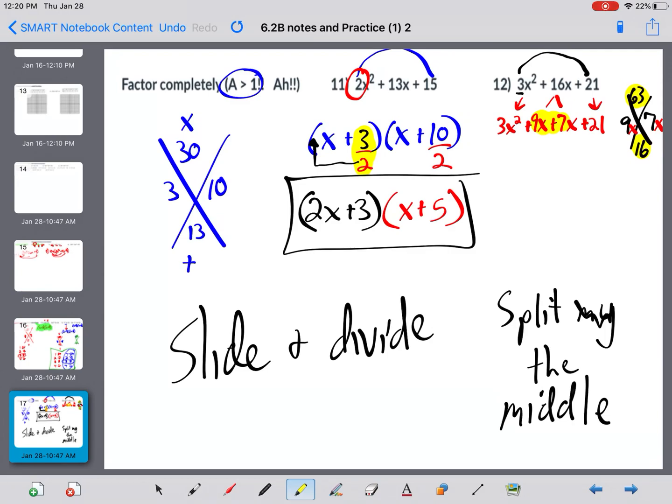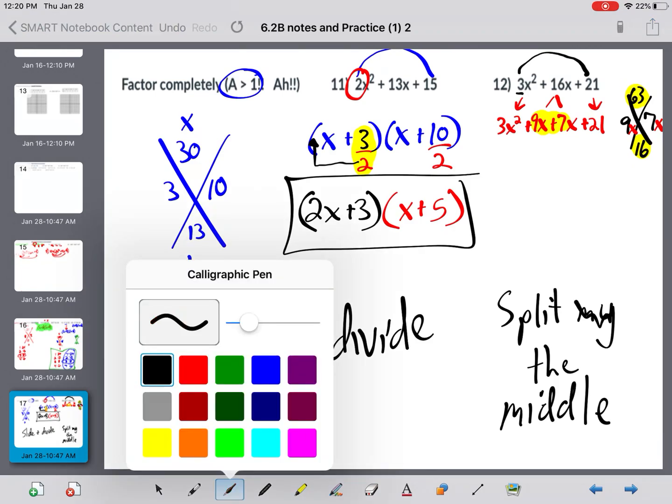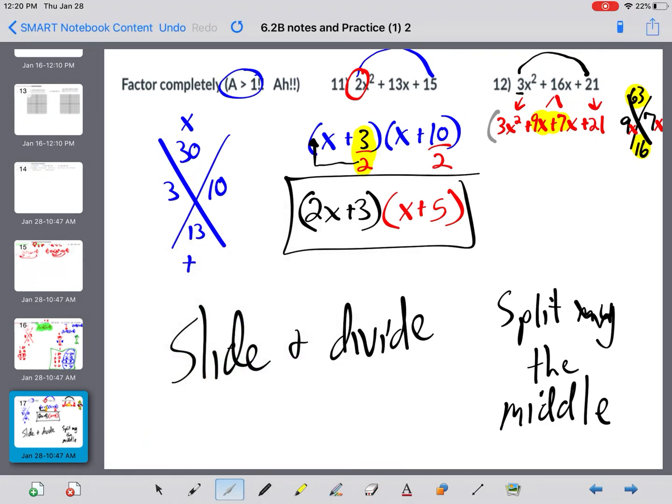Now, there's lots of ways to get 16x. I could have done 10x and 6x, but it's only 9 and 7 that will allow us to proceed with this factor by grouping, which will allow us to actually factor this thing completely.